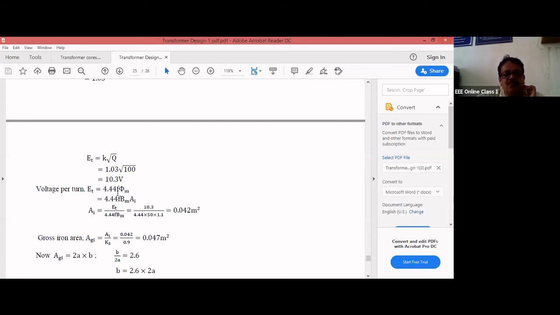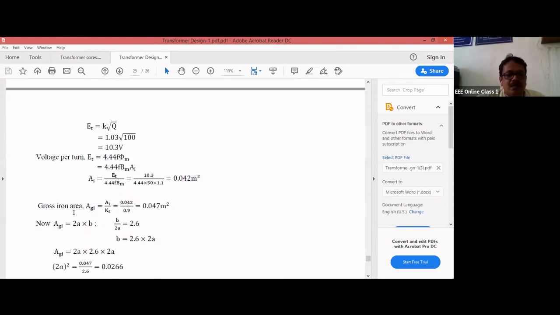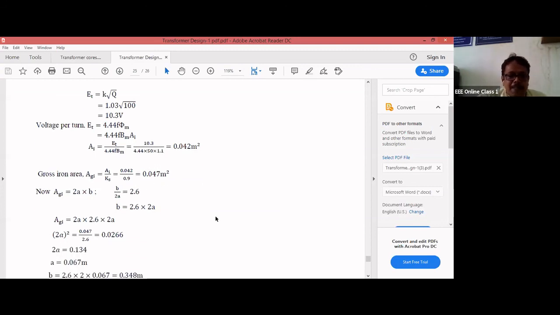ET is equal to 4.44 F into phi m. Phi m can be written as Bm into AI. AI, nothing but the net iron area of the core, is 0.042 meter square. Now calculate the gross core area, gross iron area AGI, which is AI divided by KS. AI is 0.042 divided by 0.9, so 0.047 meter square.